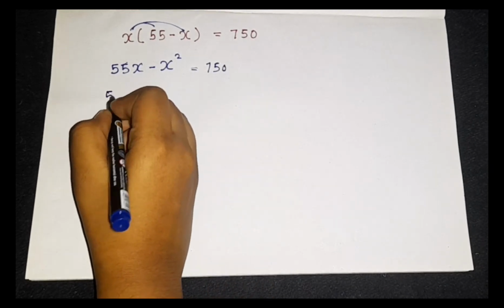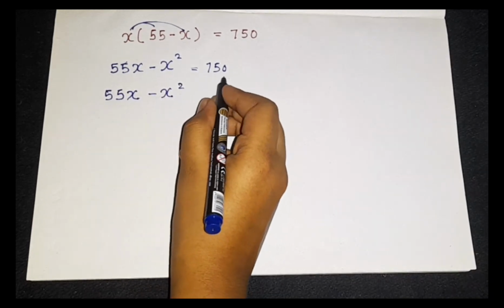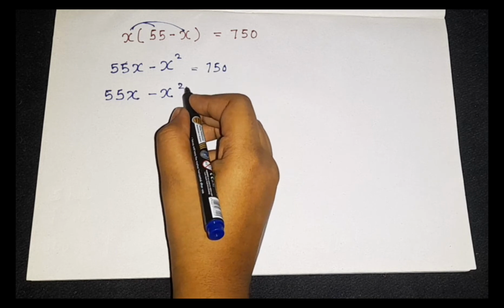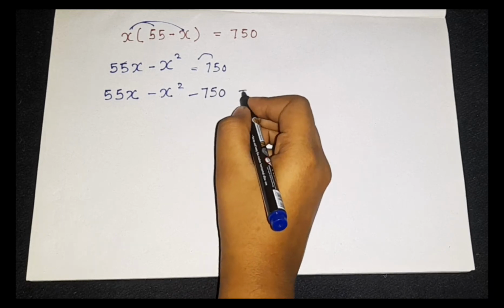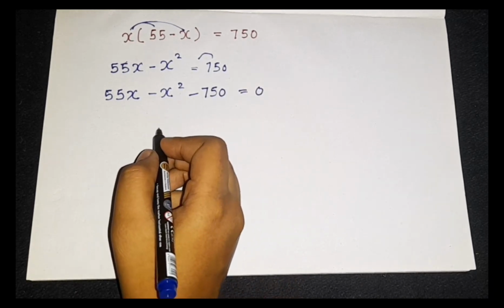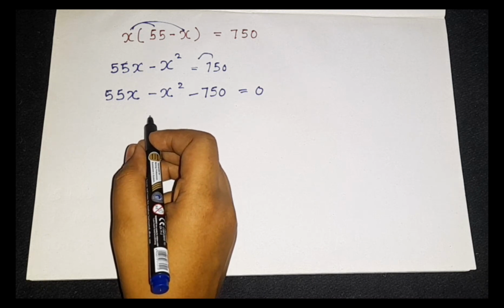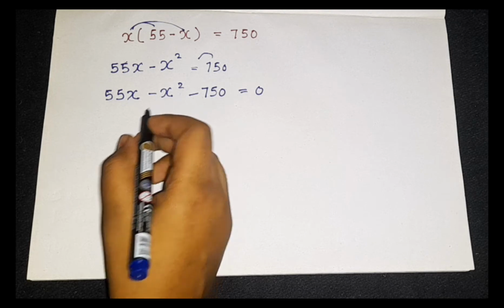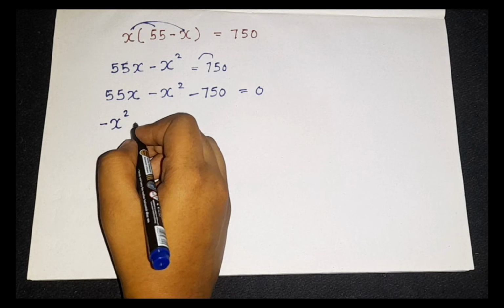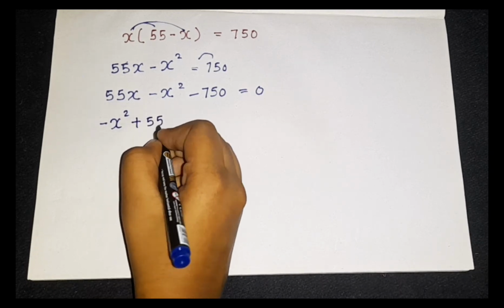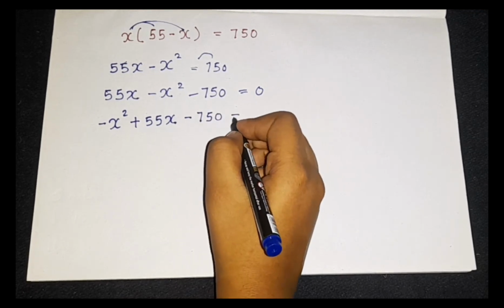So now let us write 55x as it is and minus x square as it is, and I am going to be getting this 750 to the left side. When I get it to the left side, it changes into minus 750, and then is equal to 0. Now here, as you can see, the terms are in a different order, am I right? First we should have the x square term, so we shall write the minus x square term first, and then we should write the 55x in order, and at last the constant term, is equal to 0.